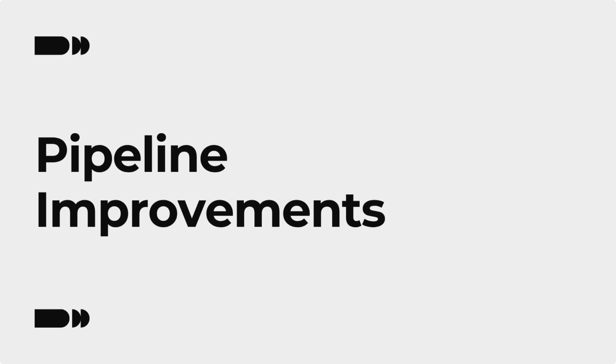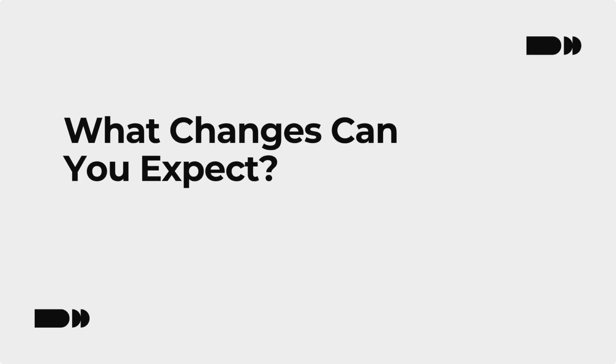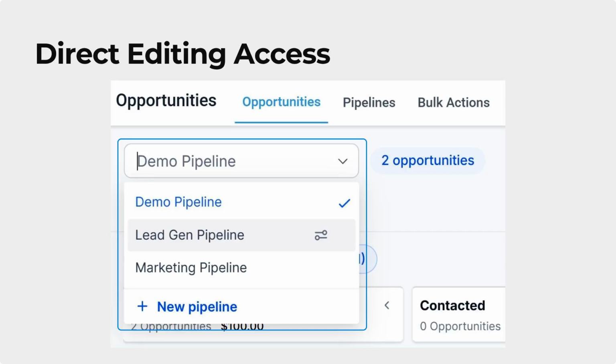Pipelines are a crucial tool in your CRM, making customer organization efficient and follow-ups consistent. However, it needed a small revamp to increase efficiency and maintain a consistent experience across views. Let's check the changes. Create and edit pipelines directly from the pipeline dropdown for faster pipeline management without extra navigation.